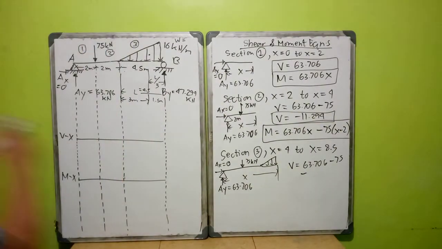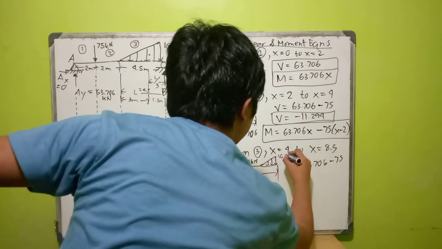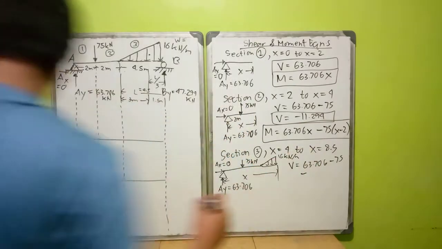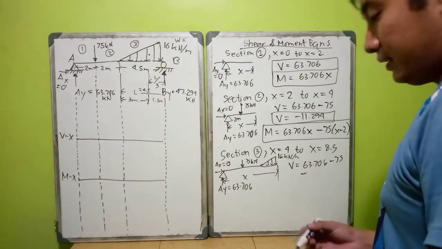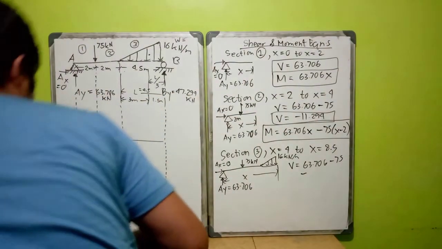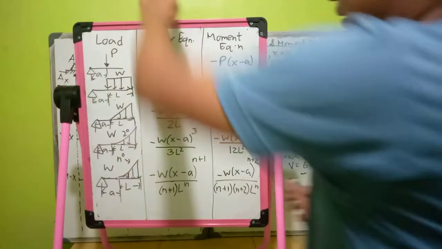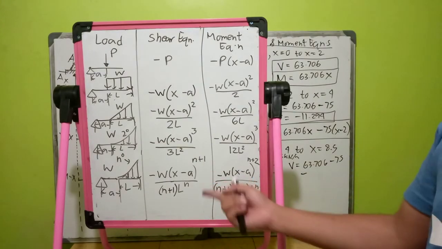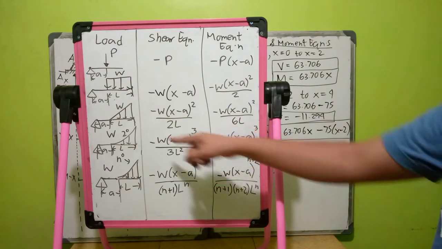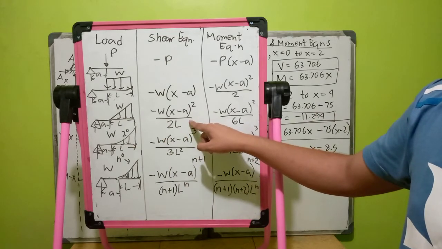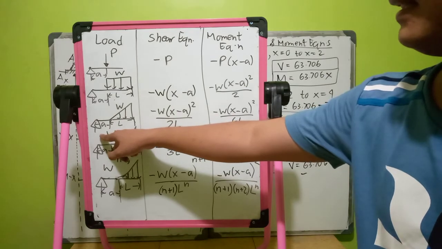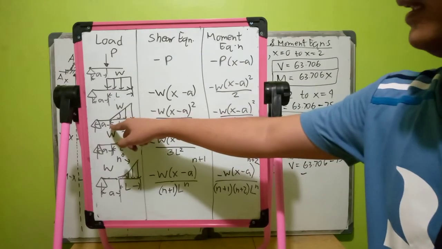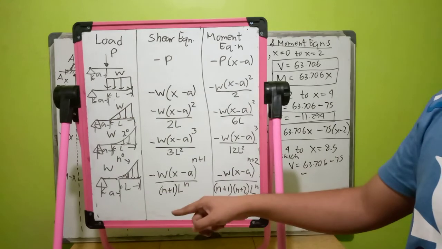So we have a 16 kilonewton per meter load. We go from this diagram. So use this diagram, class. This is from our part 1. Here we have a triangular load. Your shear equation is negative W times x minus a squared over 2L, where a is the distance from your leftmost support to the start of your distributed load W.